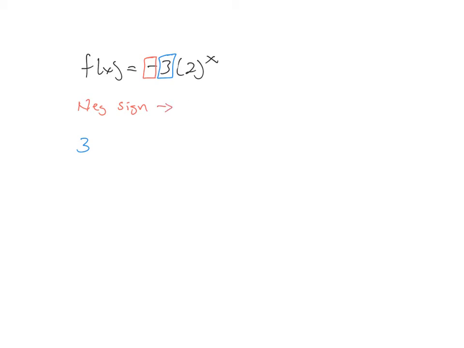So the negative sign means we have a reflection, which means the graph is going to go down. So we talked about that yesterday when we talked about our 4 different kinds of graphs. When we have a negative number, the graph is going to go down, which means we have a reflection over the x-axis. And then the 3 means a vertical stretch by 3.